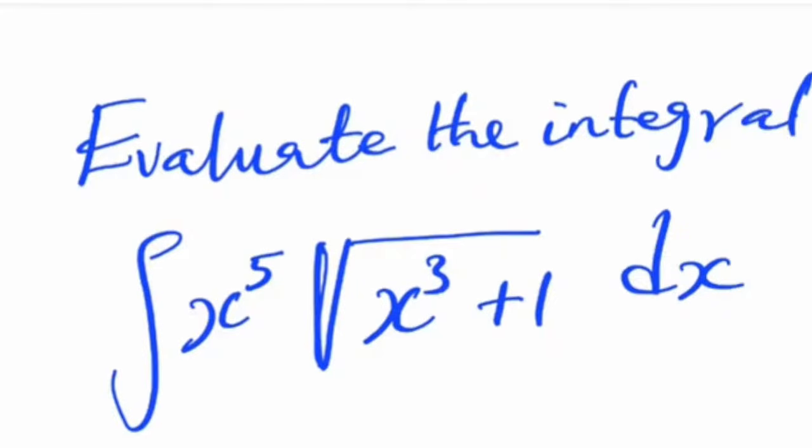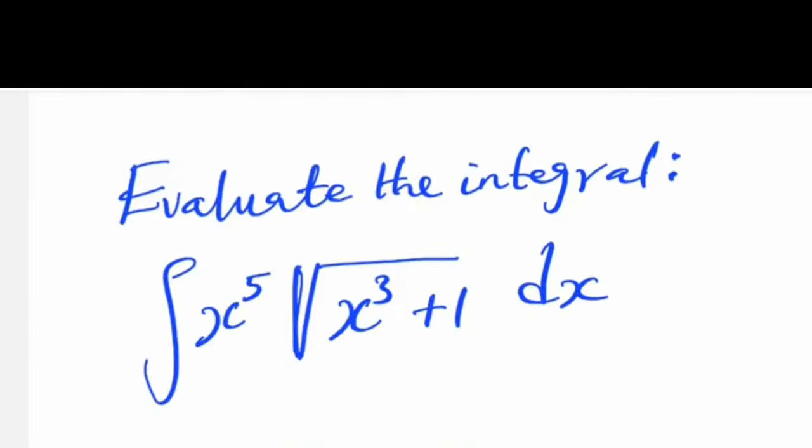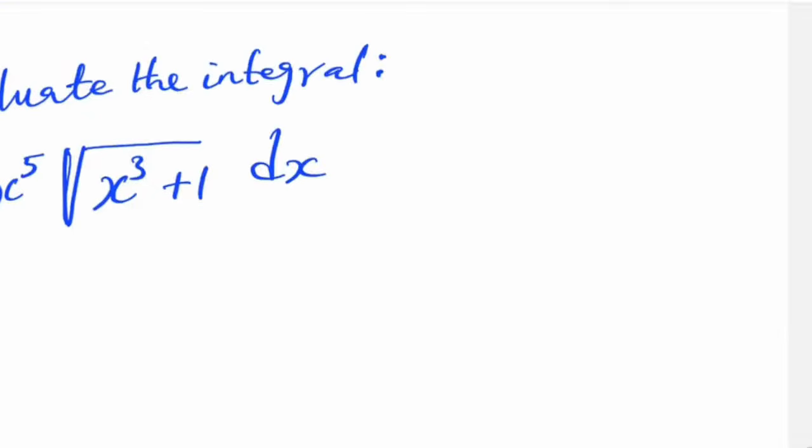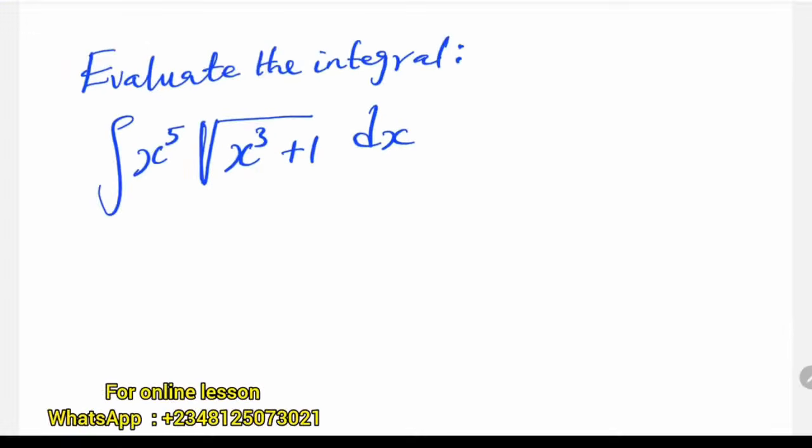Integral problem. Okay, we are asked to evaluate the integral of x raised to power 5 times the square root of x raised to power 3 plus 1. All right, so this question looks difficult anyway, but don't worry, we are going to dismantle it with the substitution method. Where we have a constraint is this x raised to power 3 plus 1, because of this radical here. Now we are going to use u substitution.